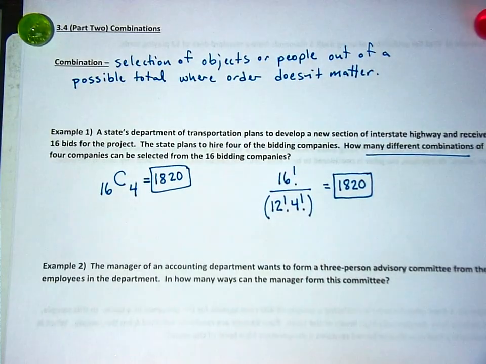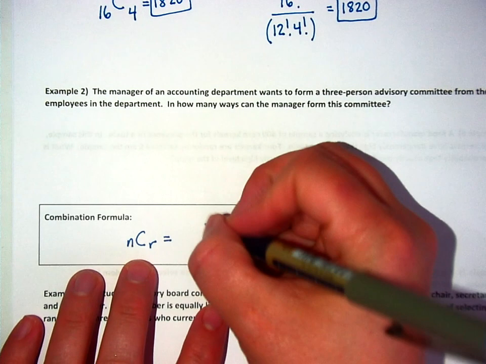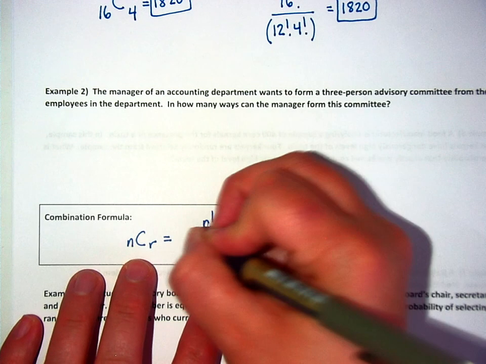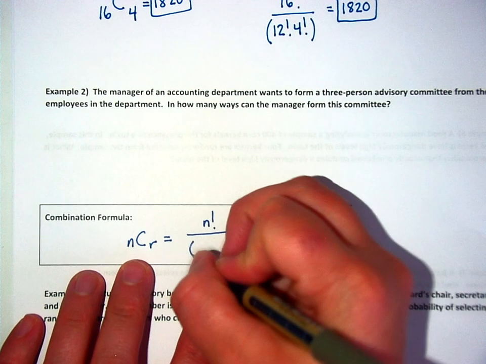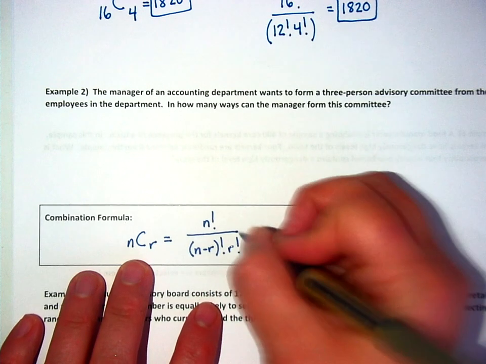All right, so everybody go down to the combination formula underneath here. It is nCr. On top of the formula is n factorial. On the bottom is n minus r factorial, and then an r factorial.